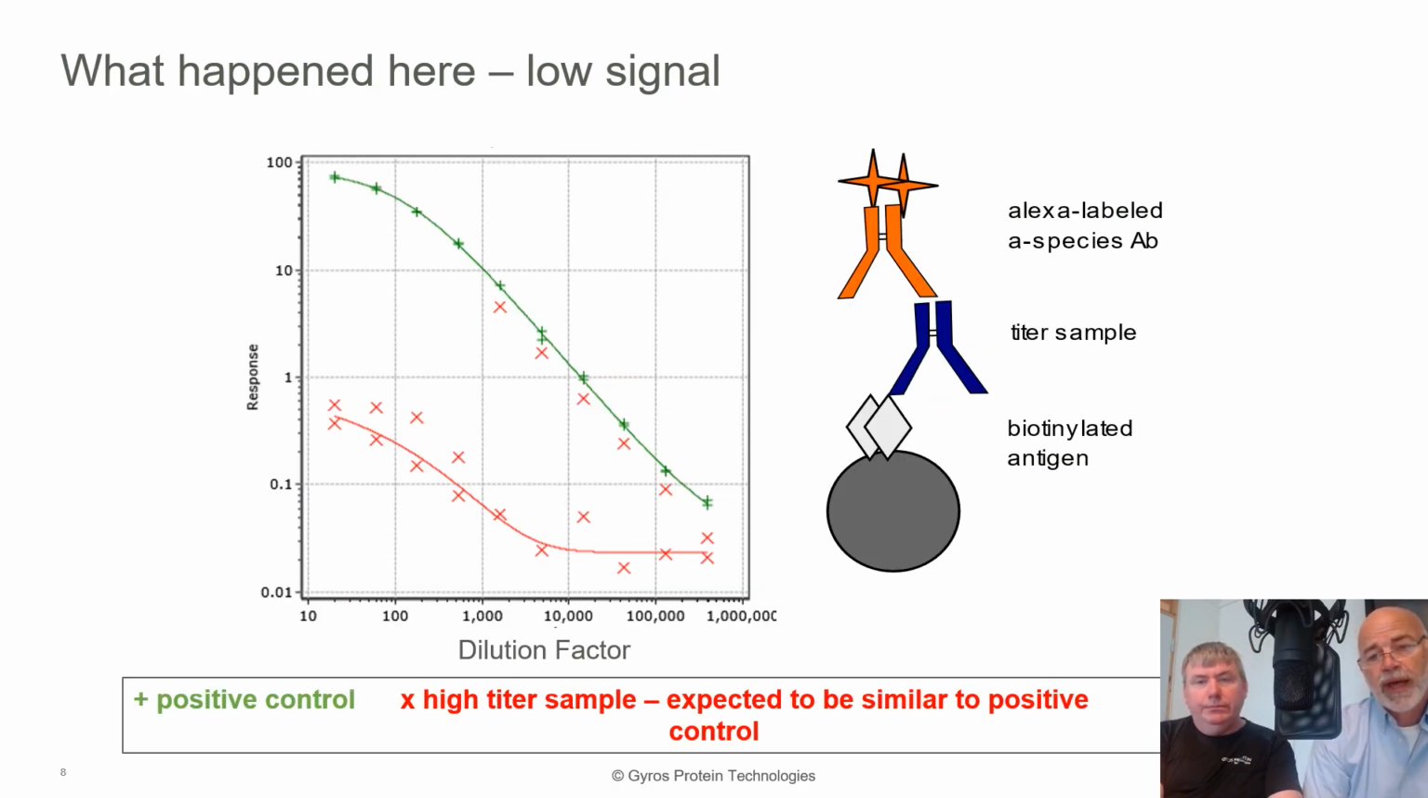So here you can see we have an assay where we have the biotinylated antigen, and we're looking at a titer assay where we're measuring a monoclonal antibody, one would presume. So it's an antibody detection assay against the antigen.